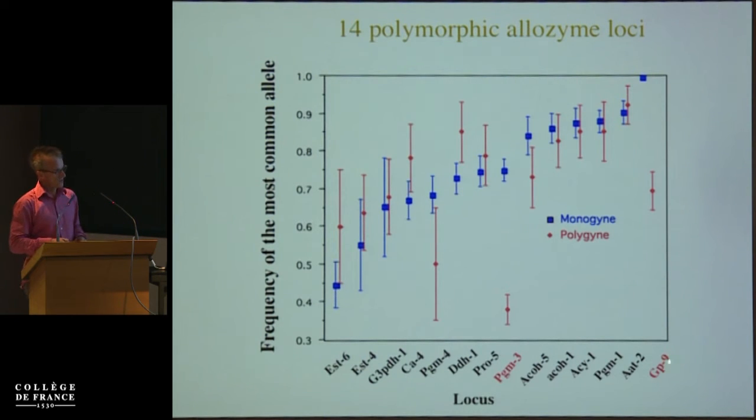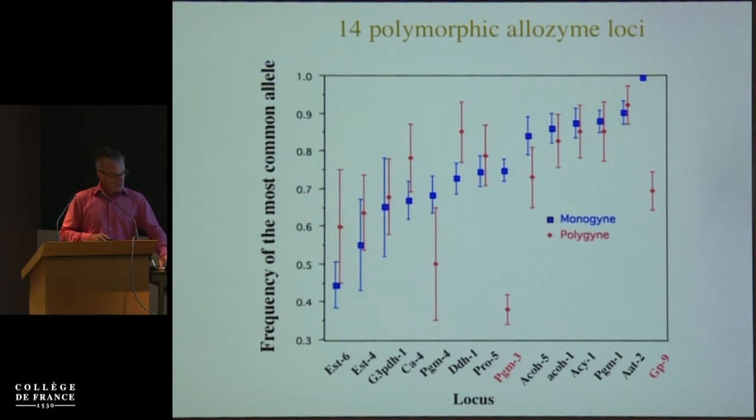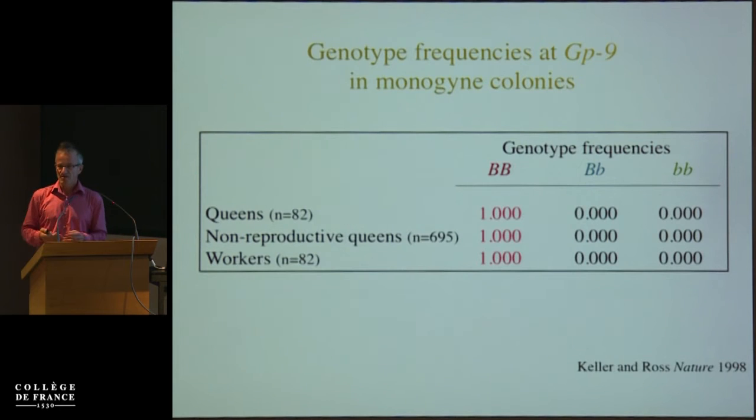So I will present you the data for GP9, which means general protein 9. We didn't know at that time what it was. But this gene is linked to PGM, so what I will explain also accounts for the difference at PGM. At GP9, you have 2 alleles, the big B and small b alleles. And in the monogyne form, everybody is homozygous for the big B allele: the queens, the non-reproductive queens, which are the young queens which have not yet departed on a mating flight, and the workers.